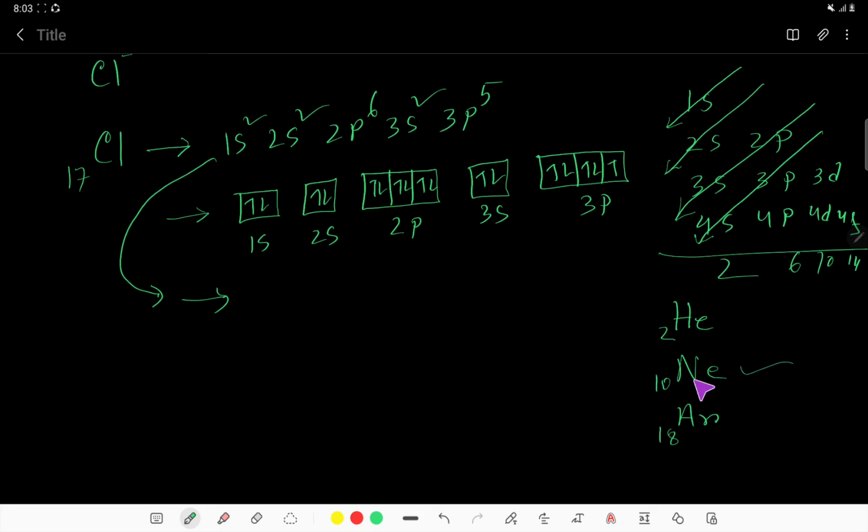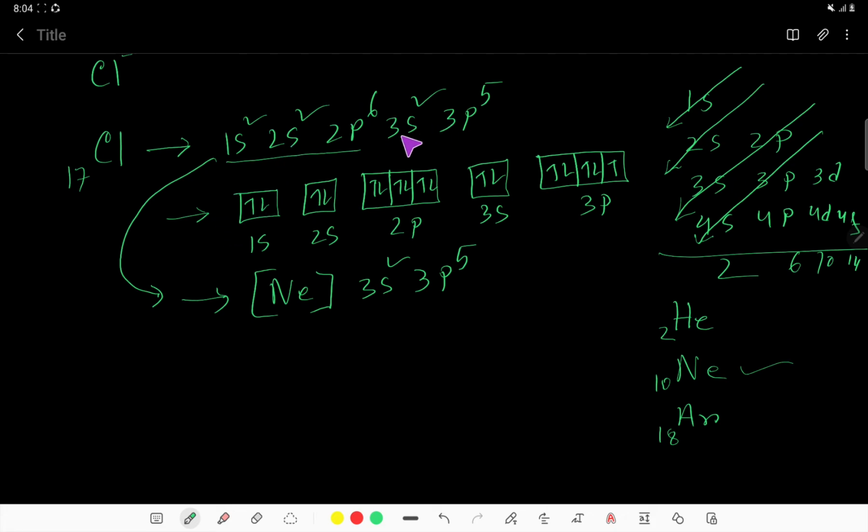Neon has 10 electrons. So you can substitute these 10 electrons by neon, and you have to use brackets. Then you have 3s2, 3p5. This is the noble gas notation for chlorine, right? So now you have learned how to write electron configuration using 3 methods.